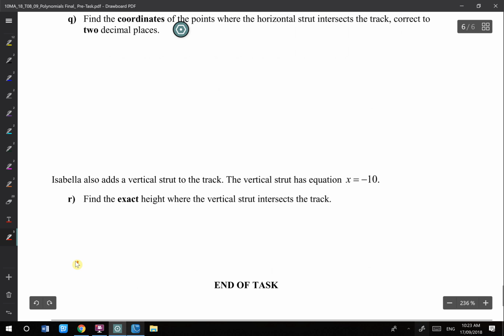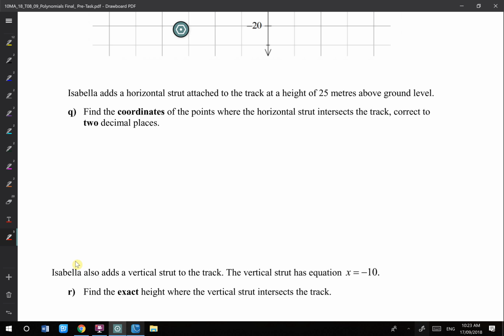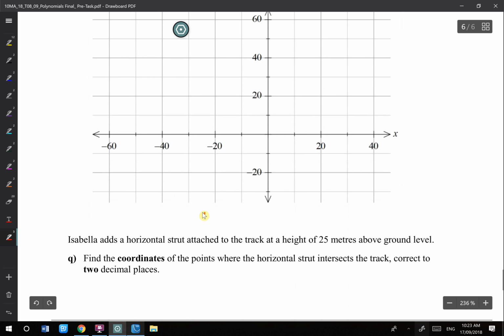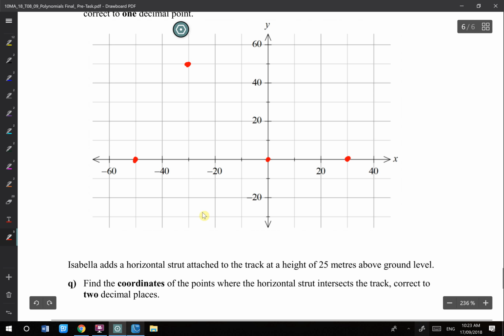Okay, next one. Isabella has a horizontal stud attached to the track at a height of 25 meters above the ground level. Find the coordinates of the points where the horizontal stud intersects the track, correct to 2 decimal places. Okay, where do you think this should be? Well, I will sketch this graph. Minus 50, 0, 0, and then 30. I have 0, 0 here. I have minus 30 and 50 here. And I have 16 point something. That's 10. That's 15. 16 point something minus 20 something is here.